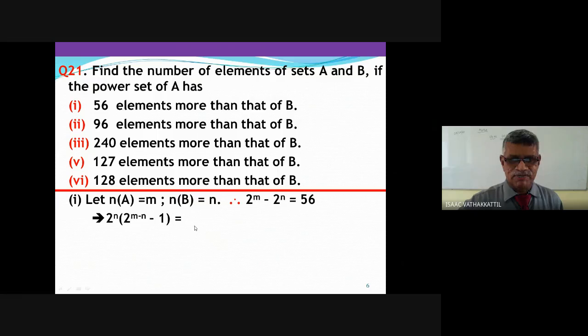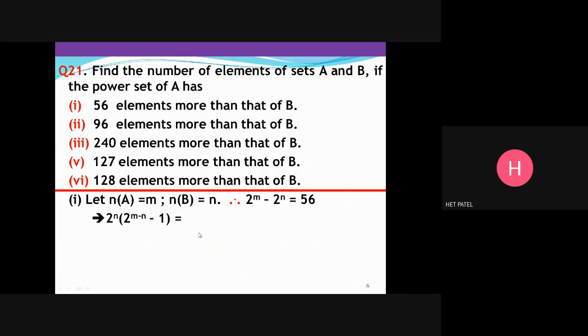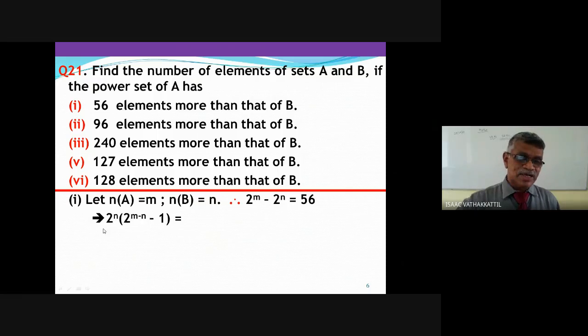Now at the right side, 56 I have to factorize. How would you factorize? Sir, we could take 7 into 8. 8 into 7. First I want 2 raised to N, so I write 8 into 7. There is no harm writing 7 into 8. So 2 raised to N is 8 and 2 raised to M minus N minus 1 is 7, which is 1 less than a power of 2. I think it is done.